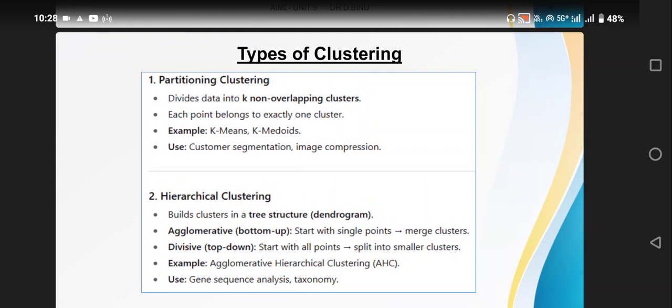Second category, hierarchical clustering, builds clusters in a tree structure, that is a dendrogram. Then agglomerative, that is a bottom-up approach, starts with single points and merges clusters. Divisive, that is a top-down approach, starts with all points and splits into smaller clusters. Example: agglomerative hierarchical clustering, that is AHC. Applications: gene sequence analysis and taxonomy.